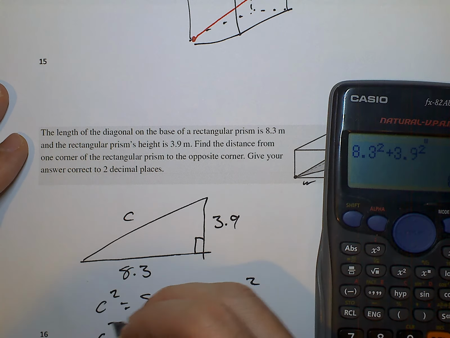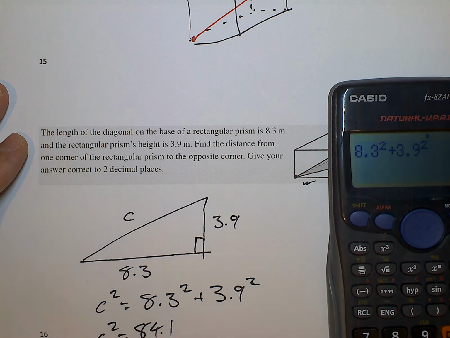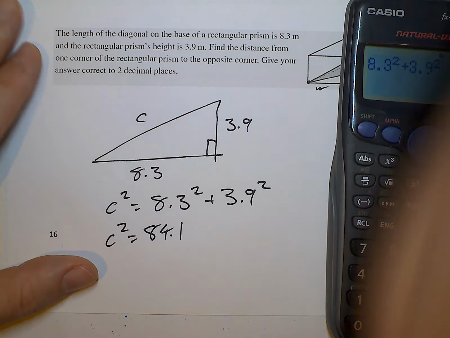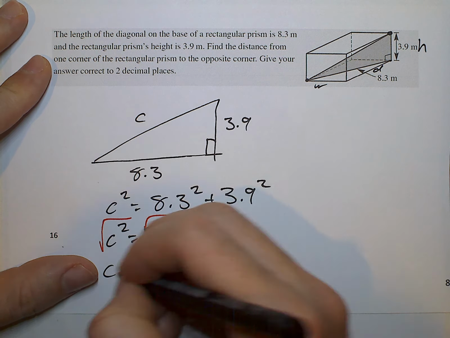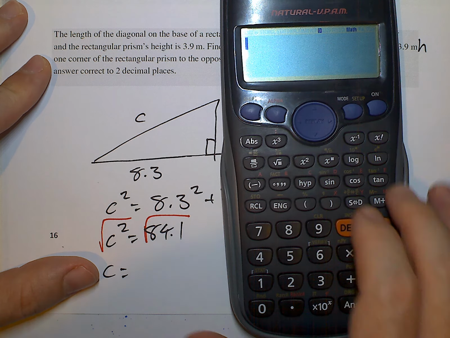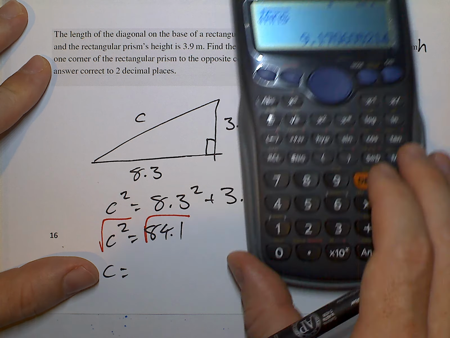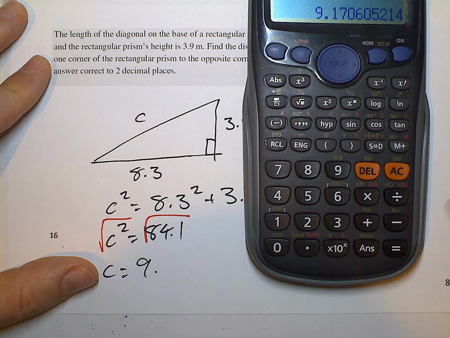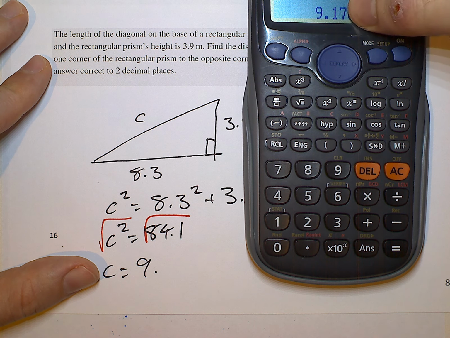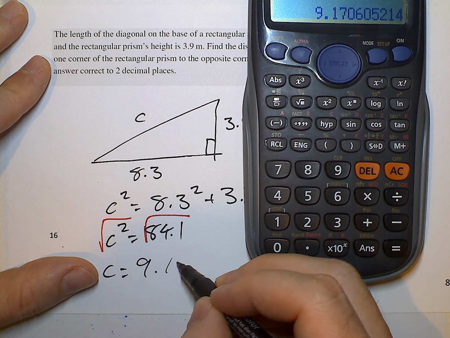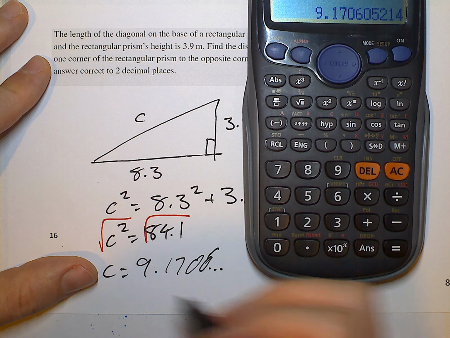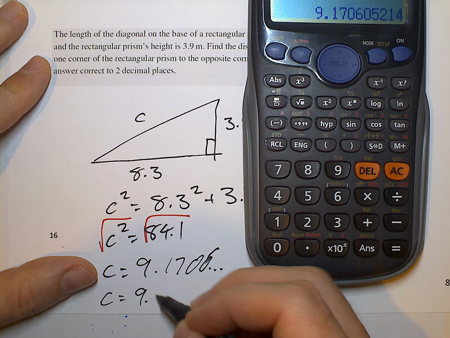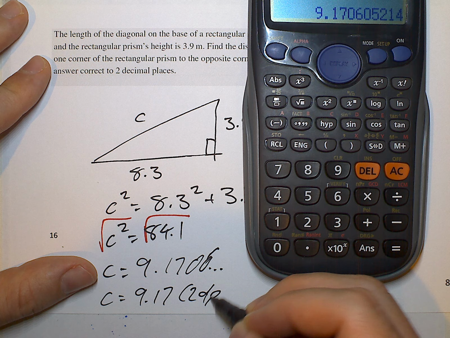And that's c squared equals 84.1. We square root both sides. C will just equal the square root of our answer, 9.17, and we're saying to 2 decimal places, so we look at the digit after, and it rounds to 9.17. So C equals 9.17 to 2 dp.